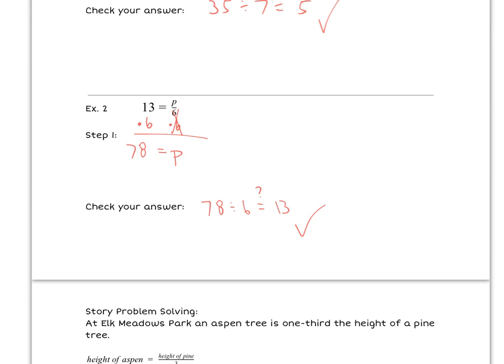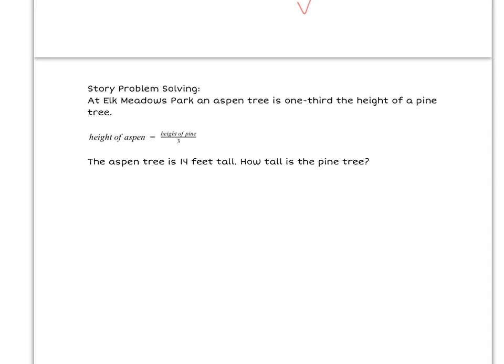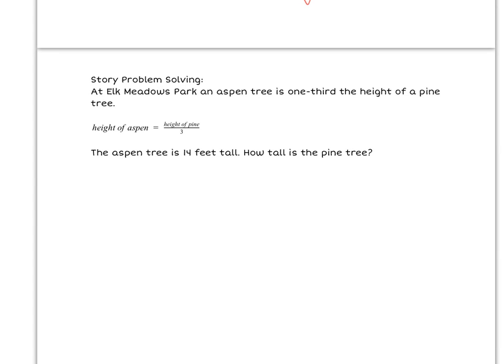Got it. Okay, one story problem for us here. Most story problems, they either give you an equation or they assume you know how to find the equation or they ask you to make an equation. So, at Elk Meadows Park, an aspen tree is 1/3 the height of a pine tree. Well, that means it's divided by 3 to get it. Okay, so I gave you a little formula here. The height of the aspen equals the height of a pine divided by 3. So if the aspen tree is 14 feet tall, how tall is the pine tree?